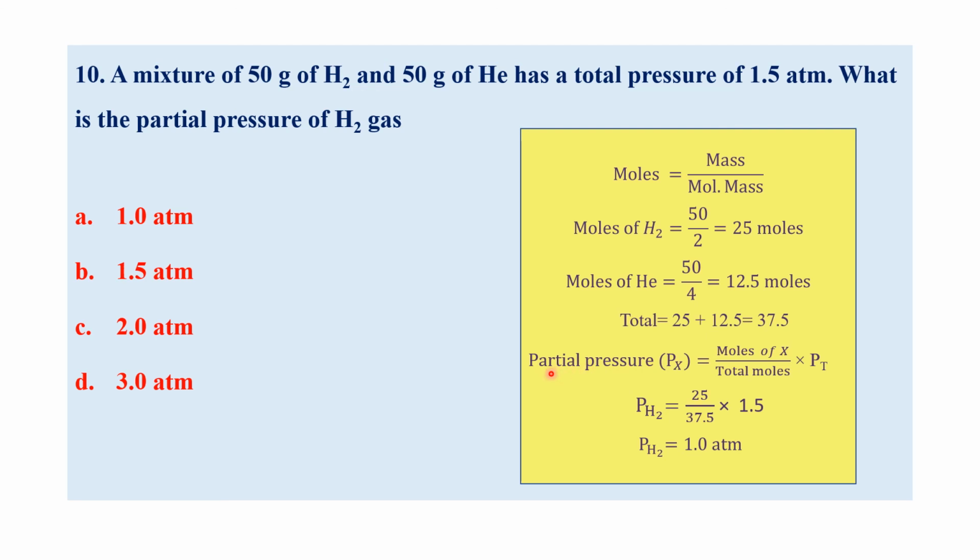Now the partial pressure of component X is equal to the moles of component X divided by total moles, multiplied by total pressure. Total pressure is given as 1.5 atmosphere. Moles of hydrogen are 25 moles and total number of moles are 37.5. So putting these values in this formula, 25 multiplied by 1.5 results in 37.5. So 37.5 divided by 37.5 results in 1 atmosphere. So the answer is 1 atmosphere.